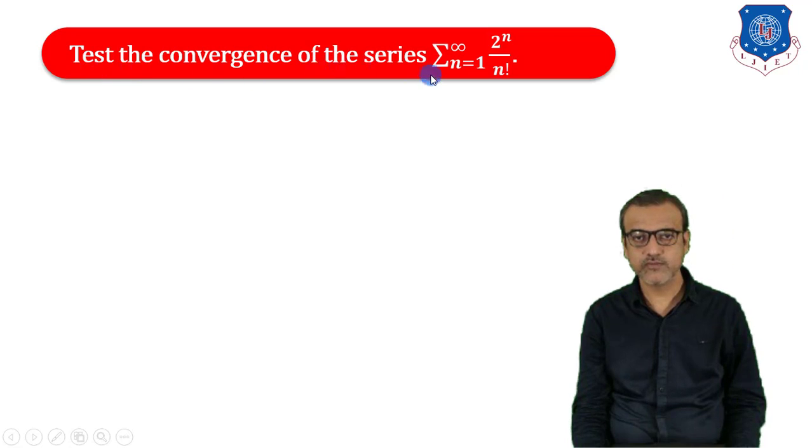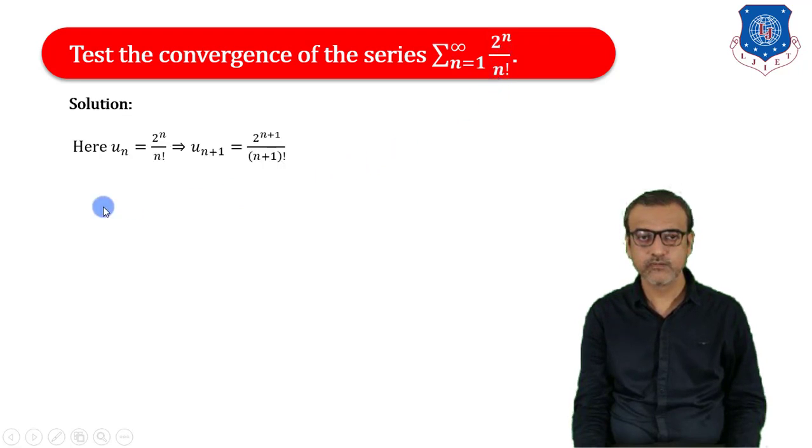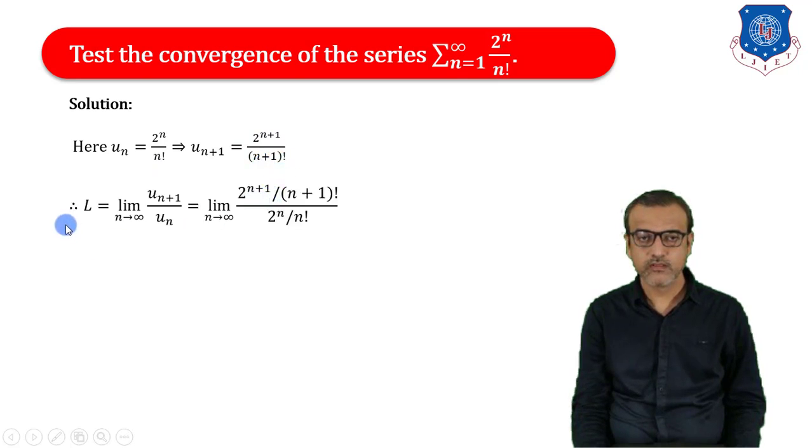Test the convergence of the series sigma n from 1 to infinity 2 raised to n upon n factorial. Here un equals 2 raised to n upon n factorial. Therefore un plus 1, replacing n by n plus 1, equals 2 raised to n plus 1 upon n plus 1 factorial. Now L equals limit n tends to infinity un plus 1 upon un.